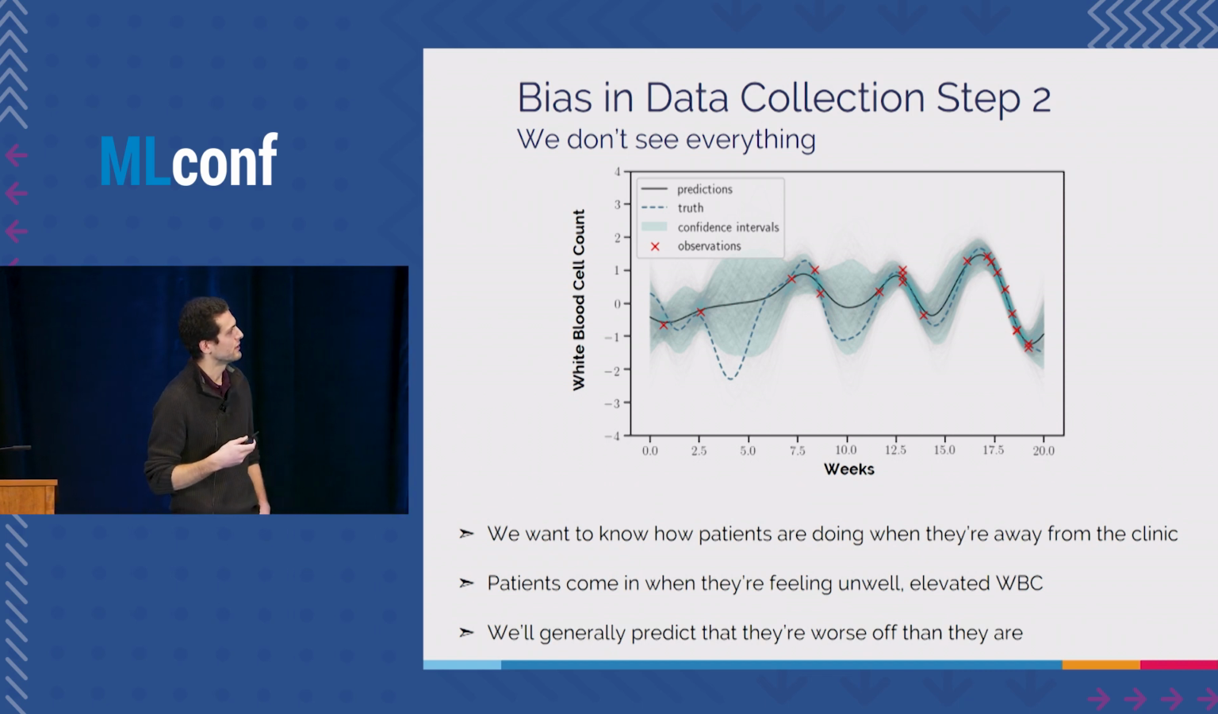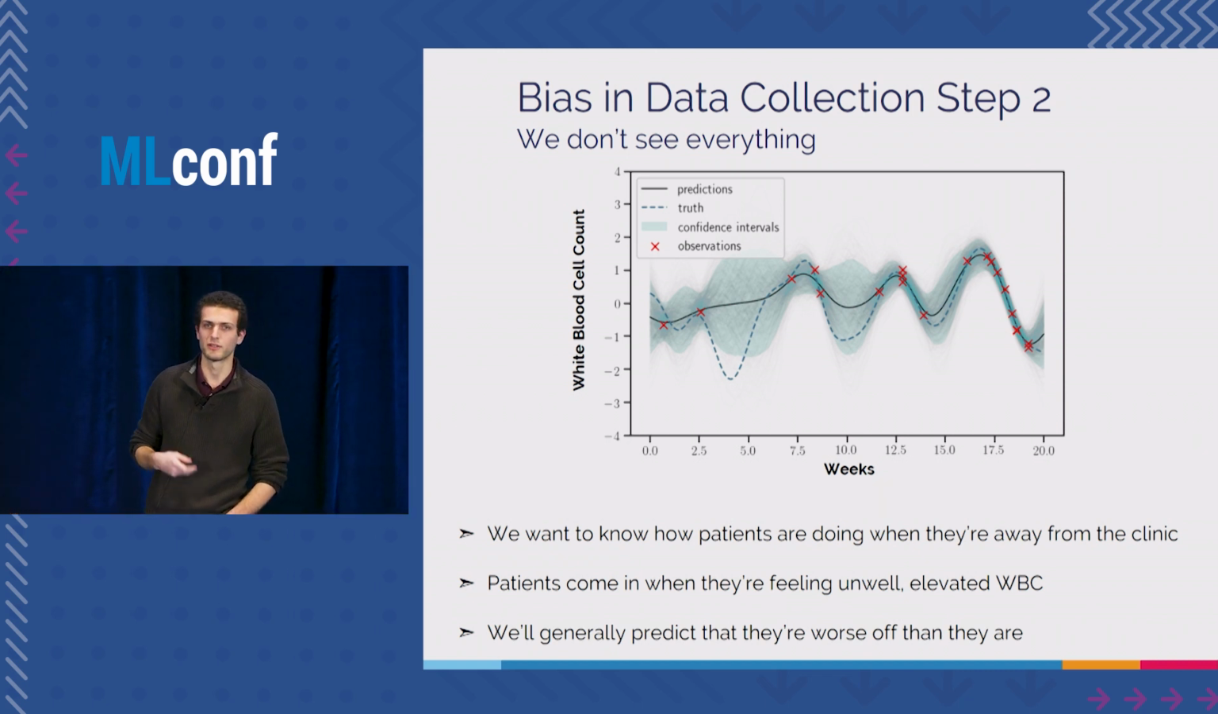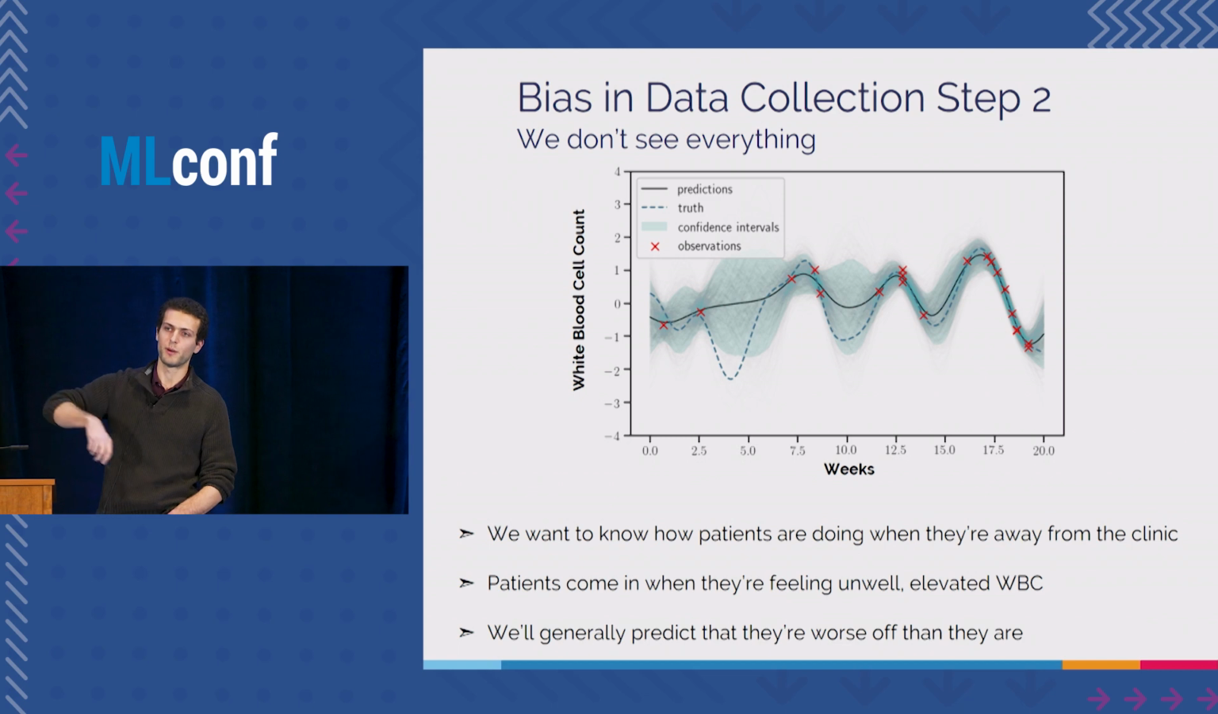We only see the outcome of interest when it's high. So that's a selection bias, even though the white blood cell count does vary everywhere else as well.